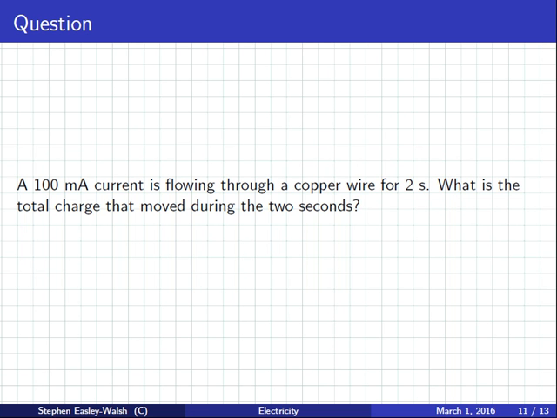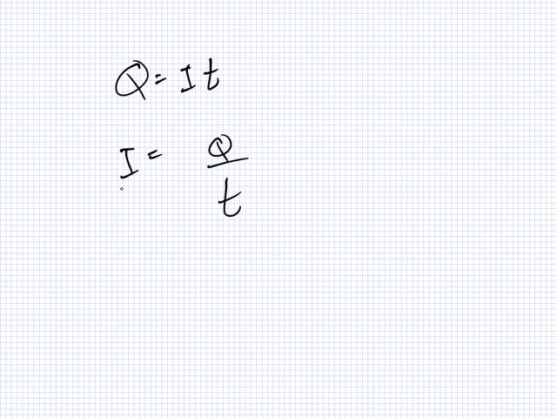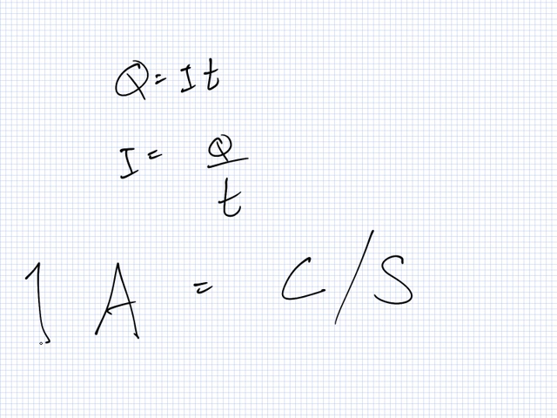By the way, if Q equals IT, then I equals Q over T. What's the unit for I? Amp. And what's the unit for Q? Coulomb. And T? Second. So in other words, 1 amp is the same as 1 coulomb per second. It's sometimes useful to remember that an amp is just a coulomb per second.